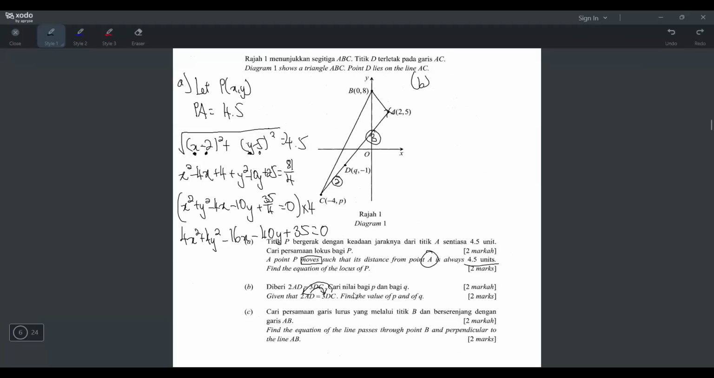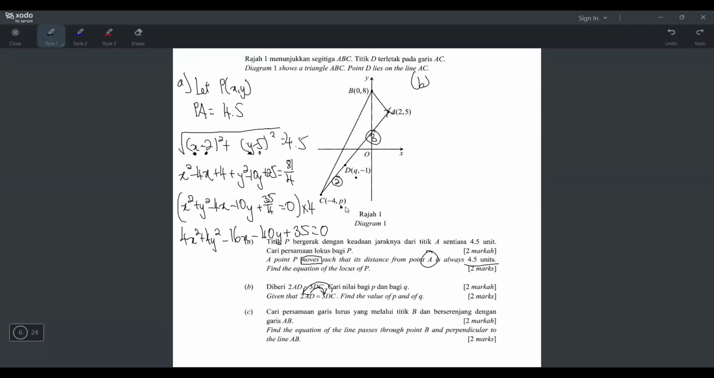Alright. Okay, and then they say find the value of P and Q. Okay, I think it's referring to this P and this Q. So how to do? Okay, confirm you have to use this ratio to do. Confirm you have to use this ratio 2, 3 to find P and Q. But how? Use what formula?